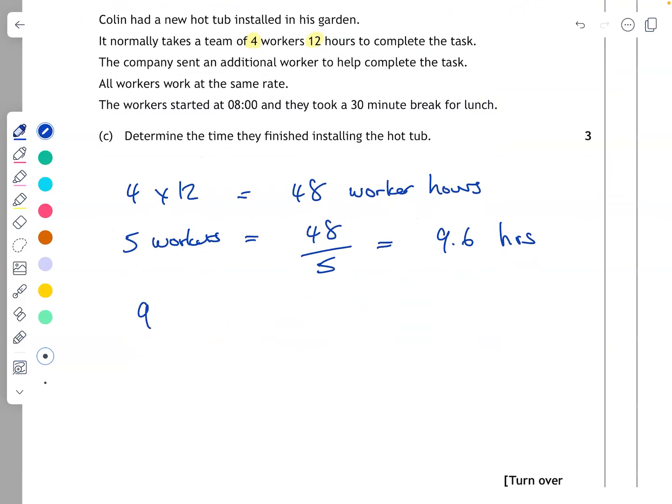So this is 9 hours. And how many minutes? Well, for the minutes, it's 0.6 hours. So this is going to be 0.6 times 60 minutes. So this is 9 hours and 36 minutes. So 4 took 12 hours, 5 took 9 hours 36.